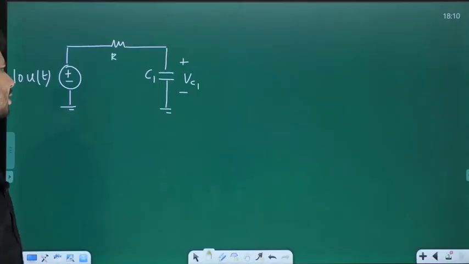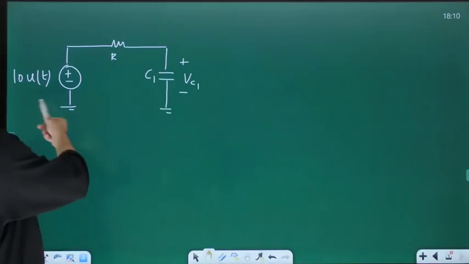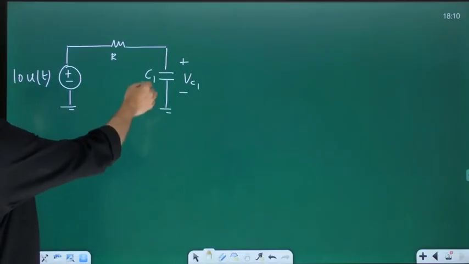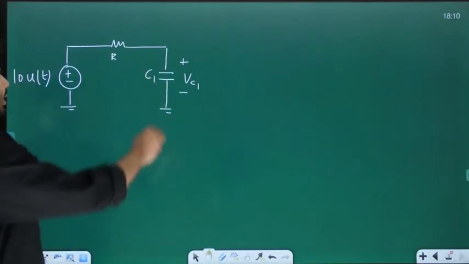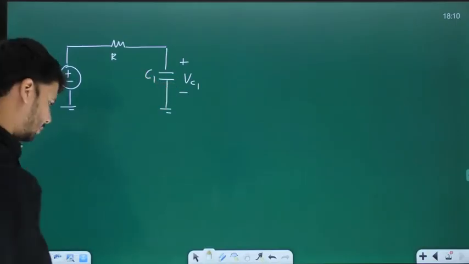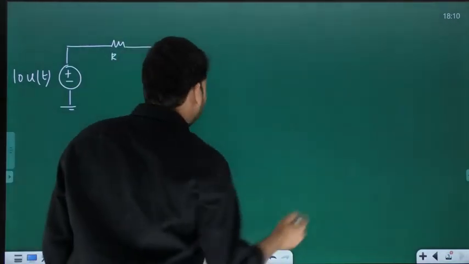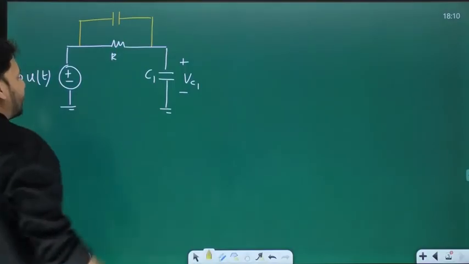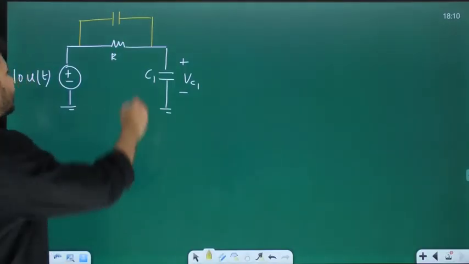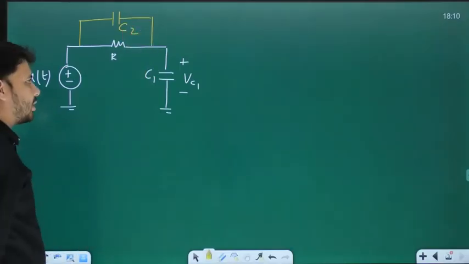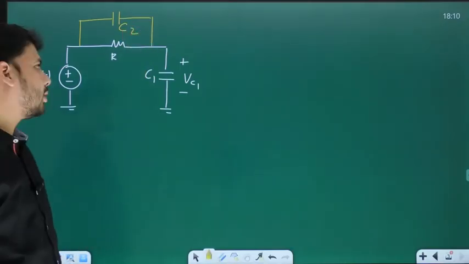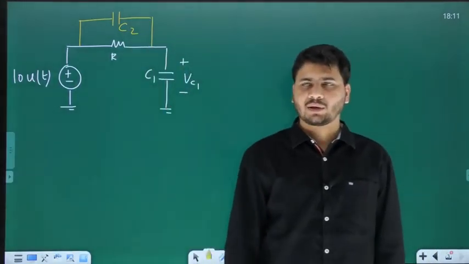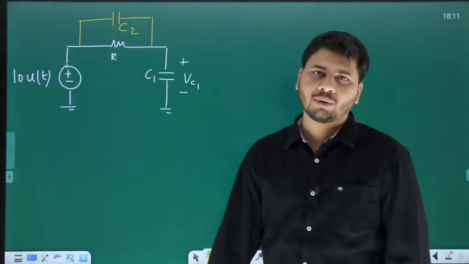Now also we have the same circuit, 10 times U of t applied across this RC circuit. This time I am calling this C as C1. And the drop across C1 is Vc1. Now let me add a capacitor across the resistor. Let me call the capacitor C2. Question number 1. Now what is the number of capacitors in the circuit? Clearly there are two capacitors.